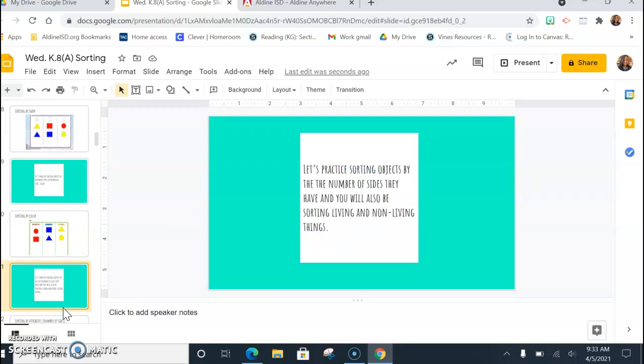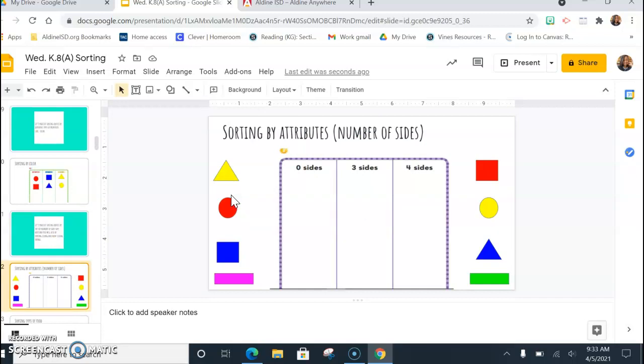All right, so now you're going to practice sorting objects by the number of sides they have, and you will also be sorting living and non-living things, okay? So I'm going to show you what it looks like. You're going to be doing the same thing that Miss Blanks did, sorting objects and organizing your data, okay? Now you're going to be doing it by the number of sides. So here it says 0 sides, here it says 3 sides, and here it says 4 sides. So you're going to have to look at these shapes and figure out which category it goes in, okay?